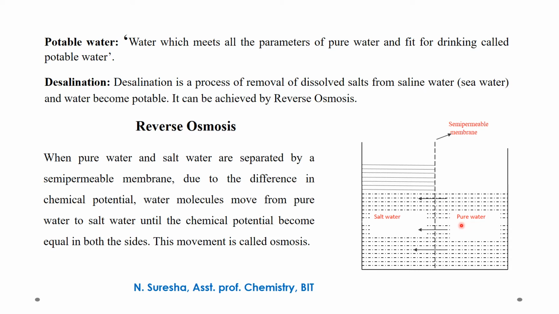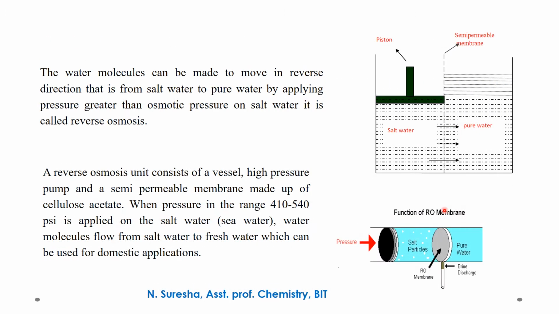The movement of water molecules from pure water to salt water takes place until the chemical potential on either side becomes equal. Once the chemical potential on either side becomes equal, the osmosis process will stop. But to remove the salts present in the salt water, we have to reverse the osmosis process.